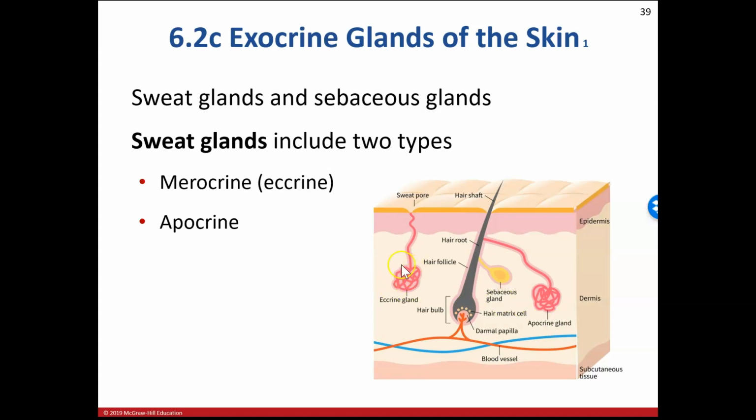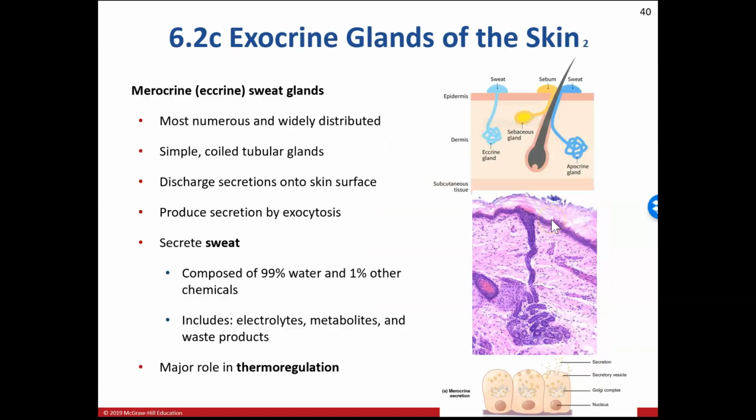First type is called our eccrine or merocrine sweat glands. You could see that this one is going to open up to the surface of our skin at a sweat pore, whereas our apocrine gland, which is also a sweat gland, is going to secrete that onto the hair root, which will then be carried up.